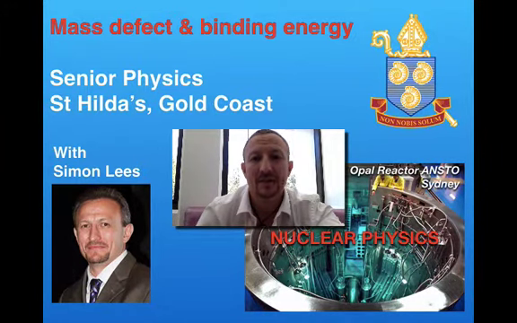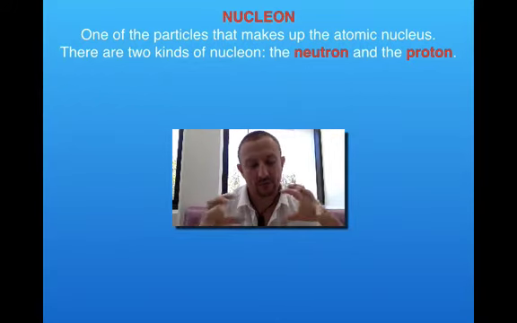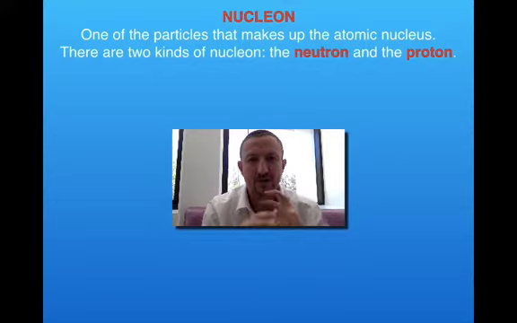Now, in the nucleus of any atom, we have particles called nucleons. Now, these nucleons basically come in two forms. We've got the neutron and the proton. So anything which is present inside the nucleus will be called one of those nucleons, okay? So it's a particle of that nucleus.